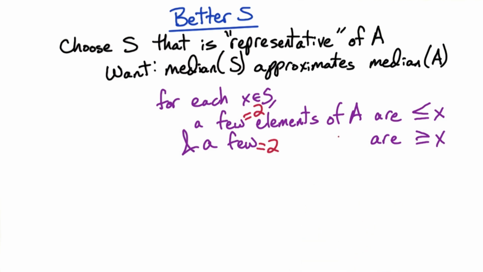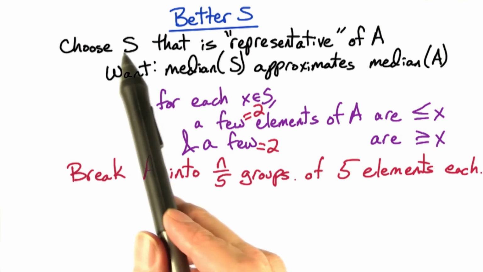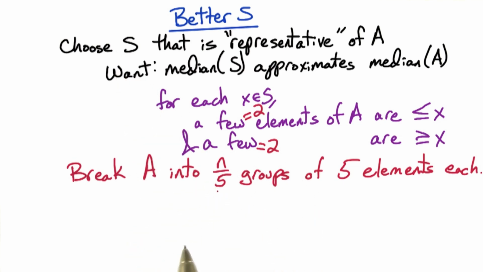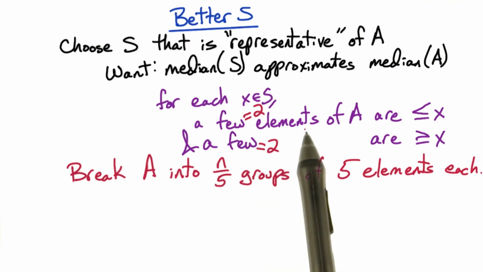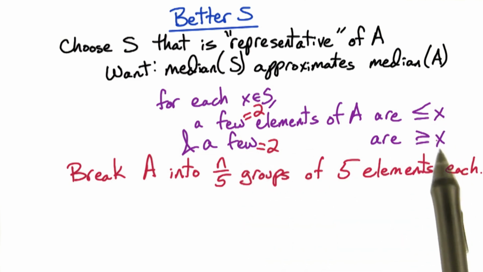So we want to look at sets of 5 elements, and we want X to represent that set of 5 elements. So what we're going to do is break A into n over 5 groups of 5 elements each. Let's assume n is a power of 5 so that this can be done cleanly. Now, how are we going to get this subset S from this partition of A? Well, we're going to choose one representative from each group. So for each group, we're going to choose one element of this group, which is going to represent the group in the following sense: at least 2 of the elements of this group are at most the chosen element, and at least 2 of the elements are at least the chosen element.